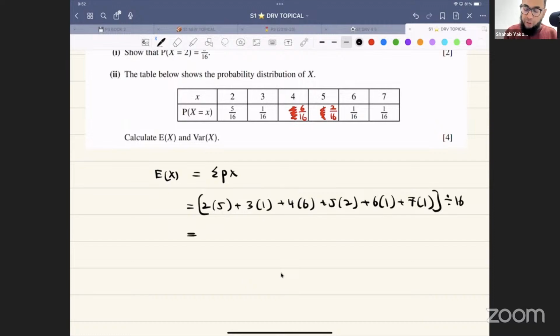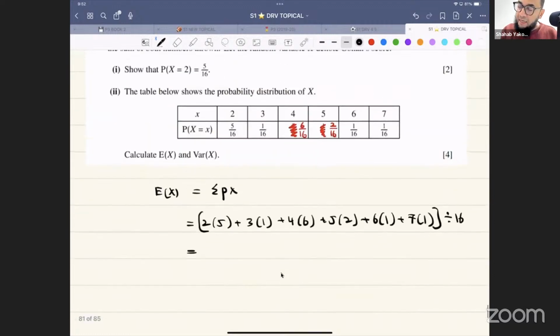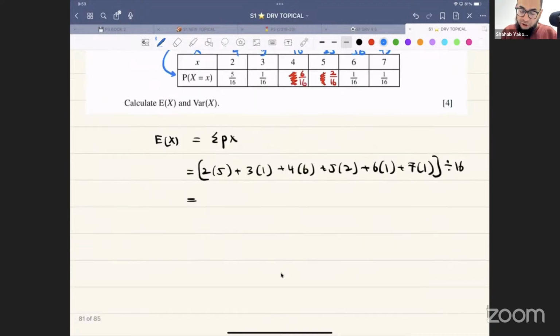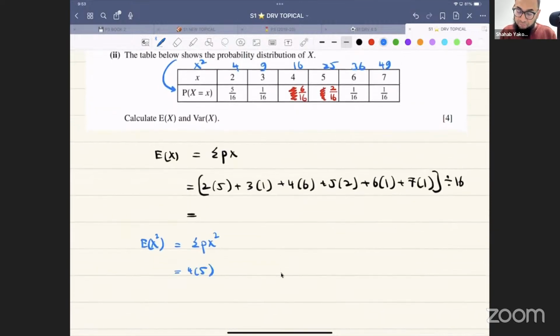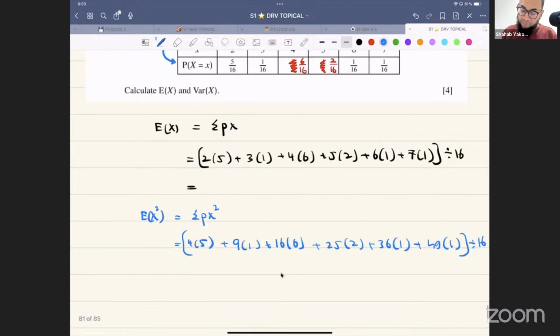Of course, you can use a calculator and get this answer. Make a column over here for x square, which is 4, 9, 16, 25, 36, and 49. And let's calculate expectation of x square, which is sigma px square. So this is 4 into 5, this is 9 into 1, this is 16 into 6, this is 25 into 2, this is 36 into 1, this is 49 into 1. The whole thing added together divided by 16. And you will get some answer.